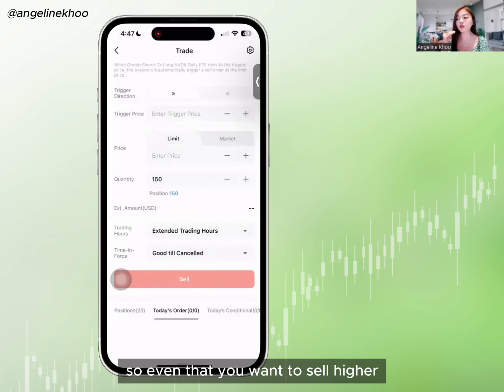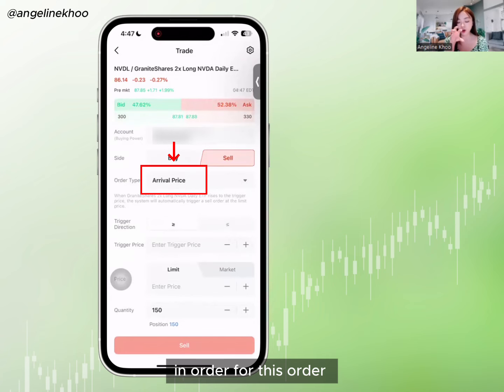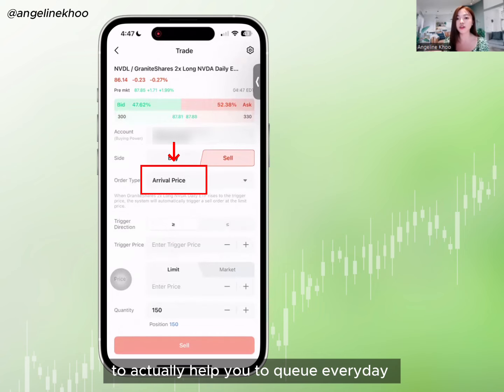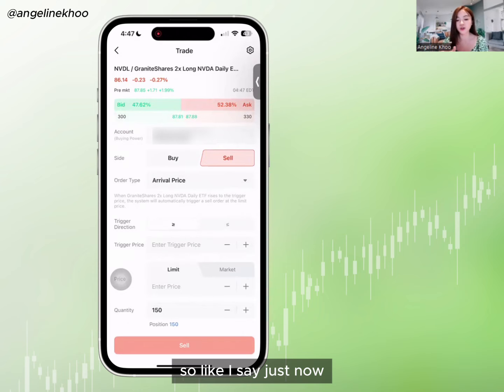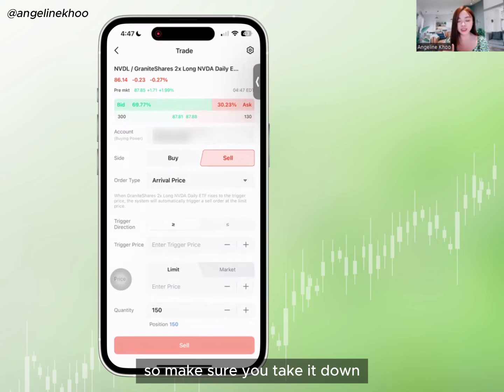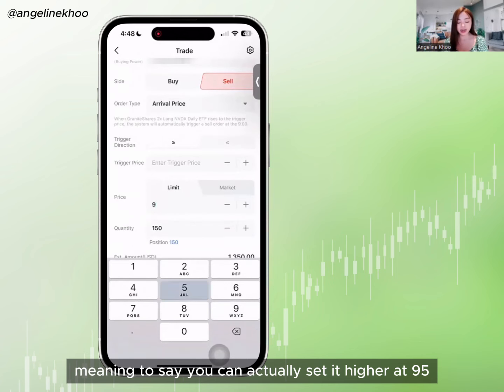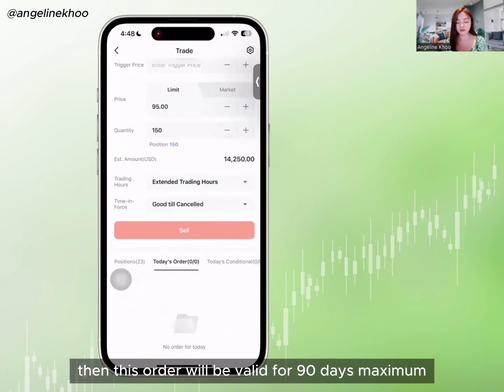So even if you want to sell higher, but you want to queue first, like now it's still far from your target price, you need to change this limit order to arrival price in order for this order to actually help you queue every day. Like I said just now, you don't have to renew this order every day. Okay, so make sure you take it down. This is arrival price, meaning you can actually set it higher at 95. Then this order will be valid for 90 days maximum.